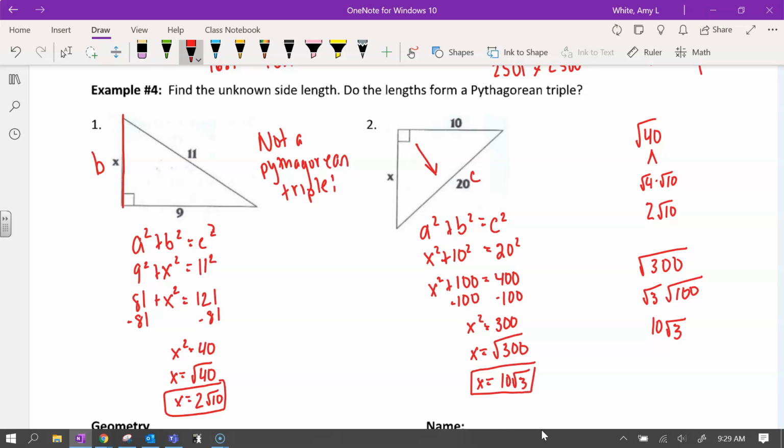Once again, this is not a Pythagorean triple. A Pythagorean triple must have whole numbers. Because this has an irrational number, it has a decimal in it, it will not be a Pythagorean triple, even though we do now know what the length of that side will be.